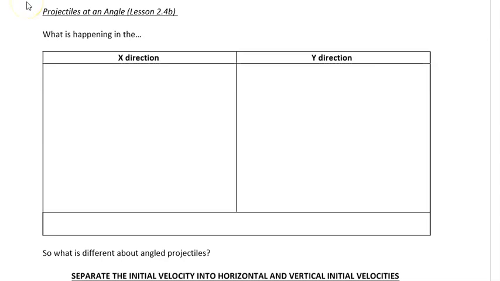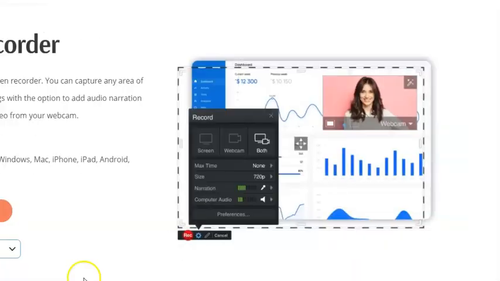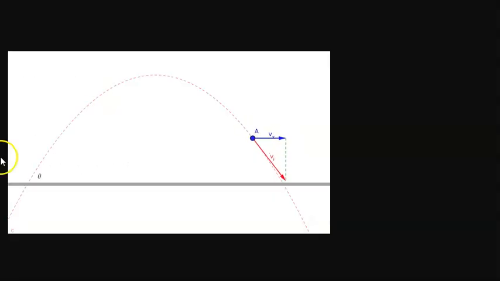Welcome to lesson 2.4b, angles at a projectile. Now, before we even get into filling all of this out, I want to look at this little picture here. And what this is outlining is that parabolic motion of what's happening when something is coming at an angle.